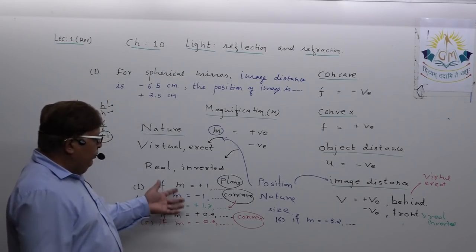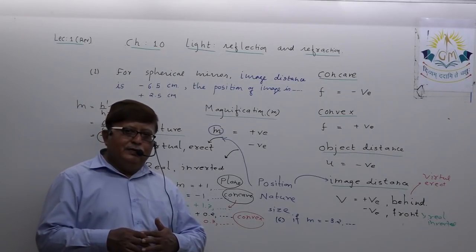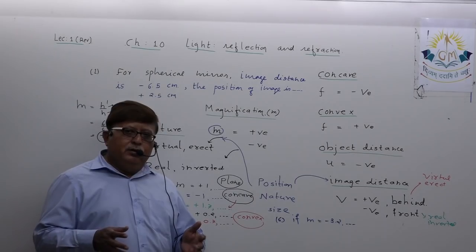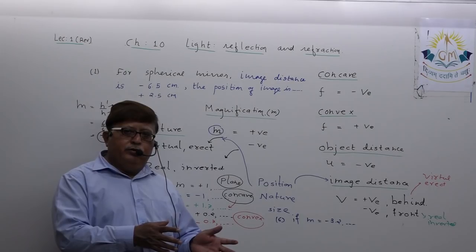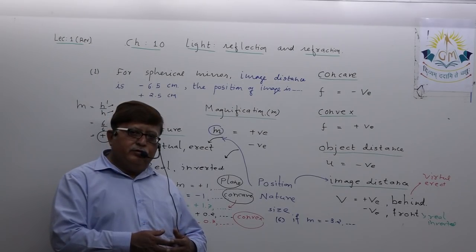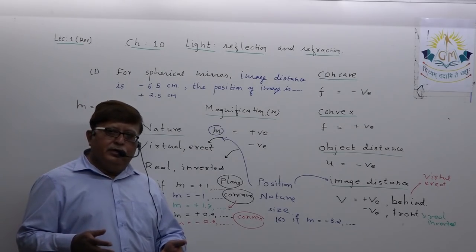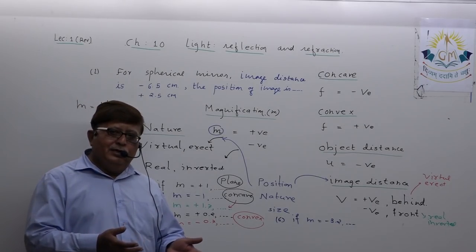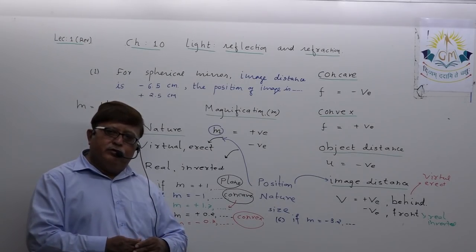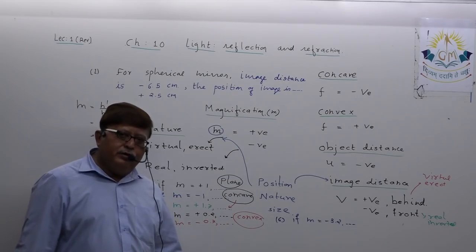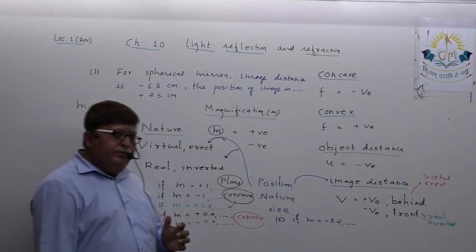Understand? Last time also I have seen one MCQ asked in this way, that for a spherical mirror the value of m is minus 0.5. What can you guess about the nature of the image? The minus 0.5 means negative, means real inverted, less than 1 means smaller, and the mirror which can produce this image is concave mirror only. Okay. So, dear student, be very sure.